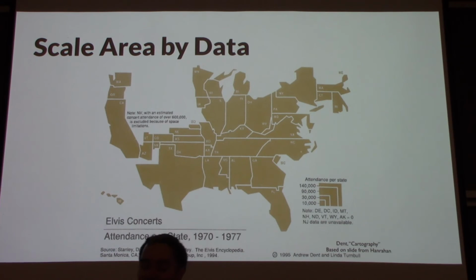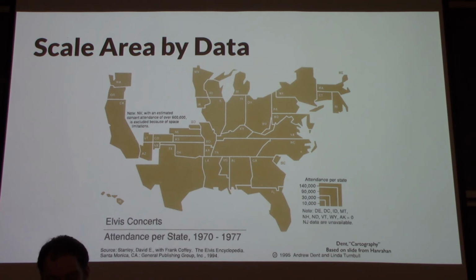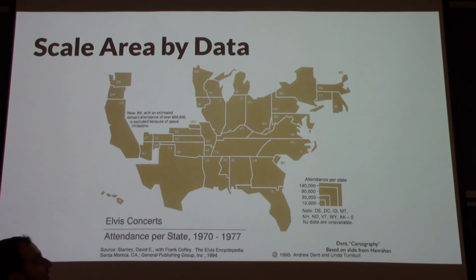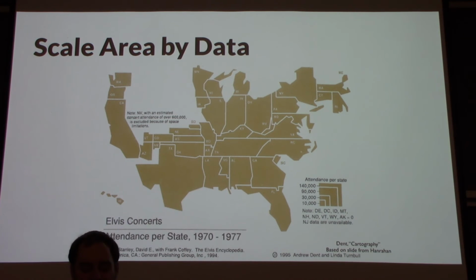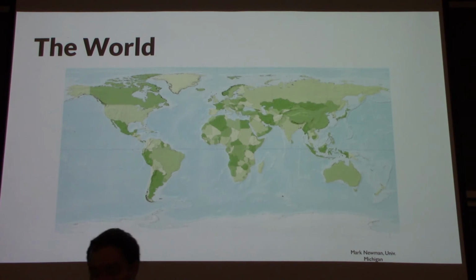Here is another one that also scales the area by data. In this case, it's Elvis concert attendance per state. So you can see Texas is big, California is big, Utah not so big. Of course, it's population. But the idea here is that we show a pixel per data point, and it still gives you an idea of the shape and of the location. And you can see, of course, the Midwest here is rather small. So here are a couple of examples of this.